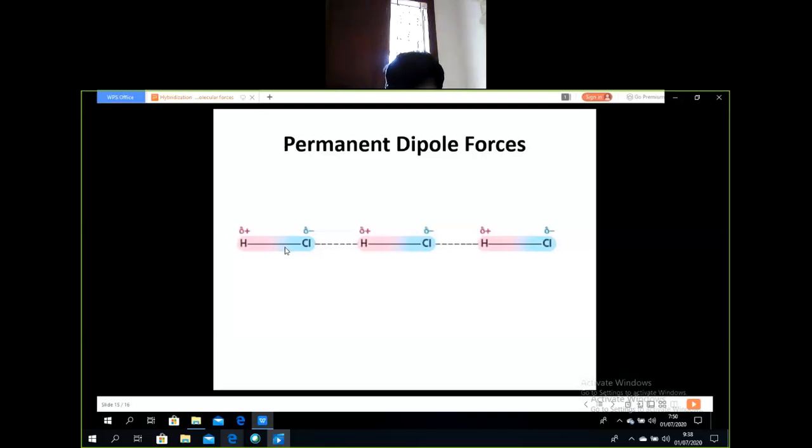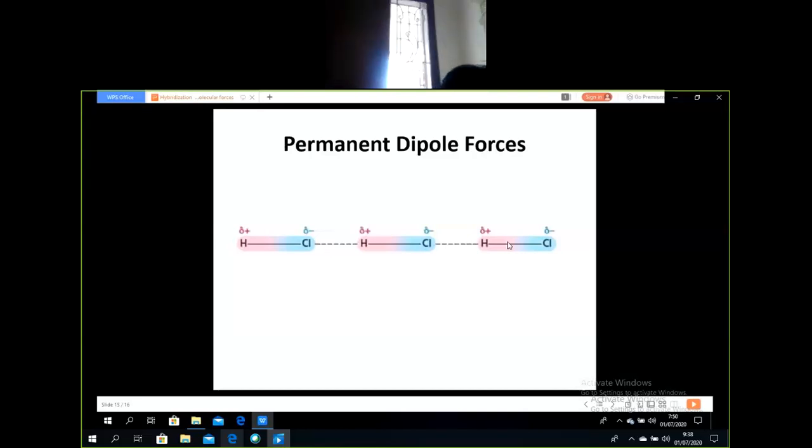So HCl has an electronegativity difference. So that makes the Cl attract to the H of the other HCl molecule. So the attraction is connected. That makes the boiling point of permanent dipole forces higher than instantaneous dipole forces.